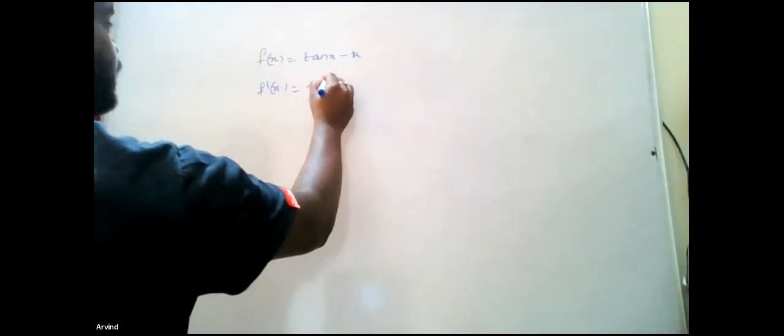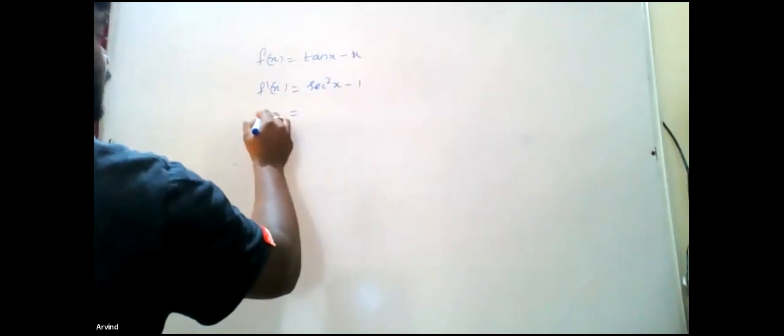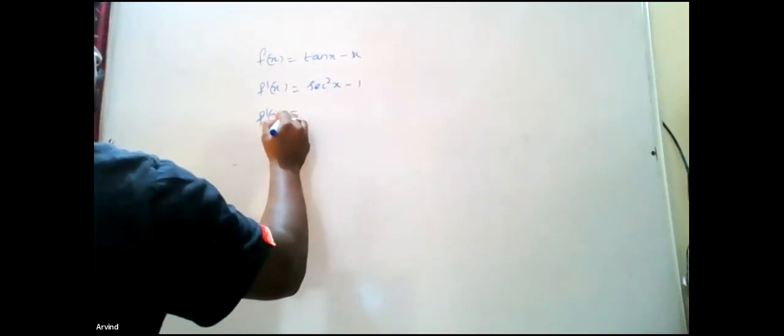Simple. f of x is tan x minus x. Differentiate ಮಾಡಿದ್ರೆ ಏನು ಬರುತ್ತೆ? Secant square x minus 1. f dash of x differentiate ಮಾಡಿದ್ರೆ secant square x minus 1. Secant square x minus 1 ನ ಬೇರೆ ಏನಾದರೂ ಬರೀಬೋದಾ? ಏನಂತ ಬರೀಬೋದು? tan square x.